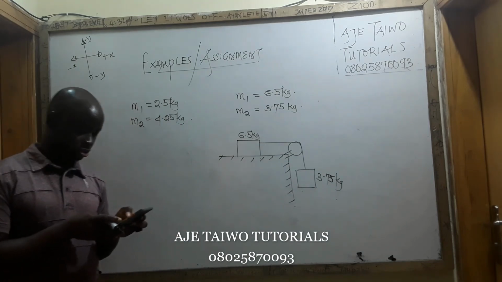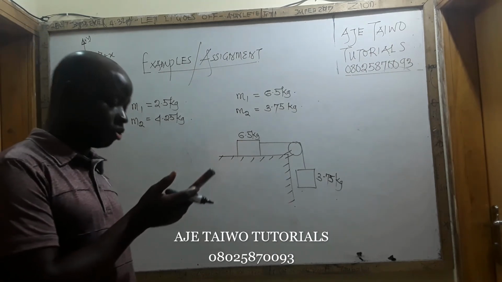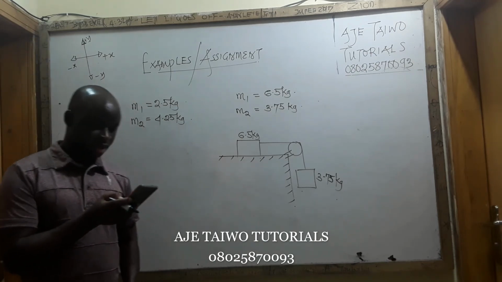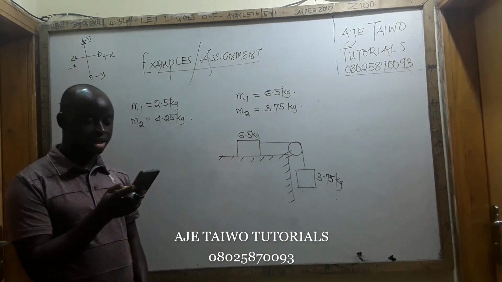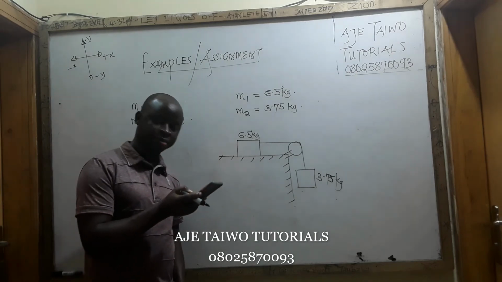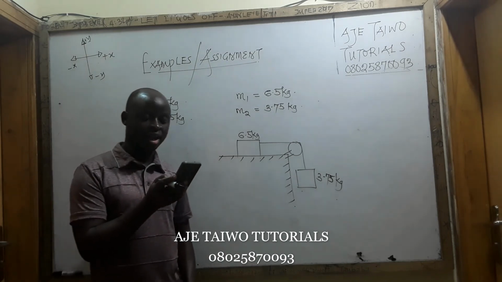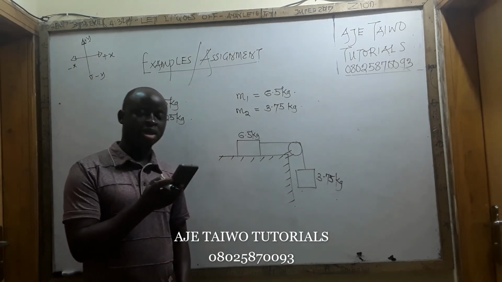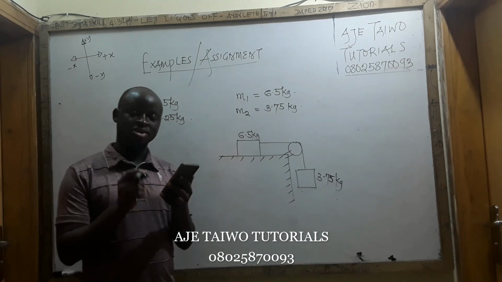Number 3, please write. If the angle of the inclined plane in the figure below is gradually decreased, at what angle of inclination will the masses stop accelerating?